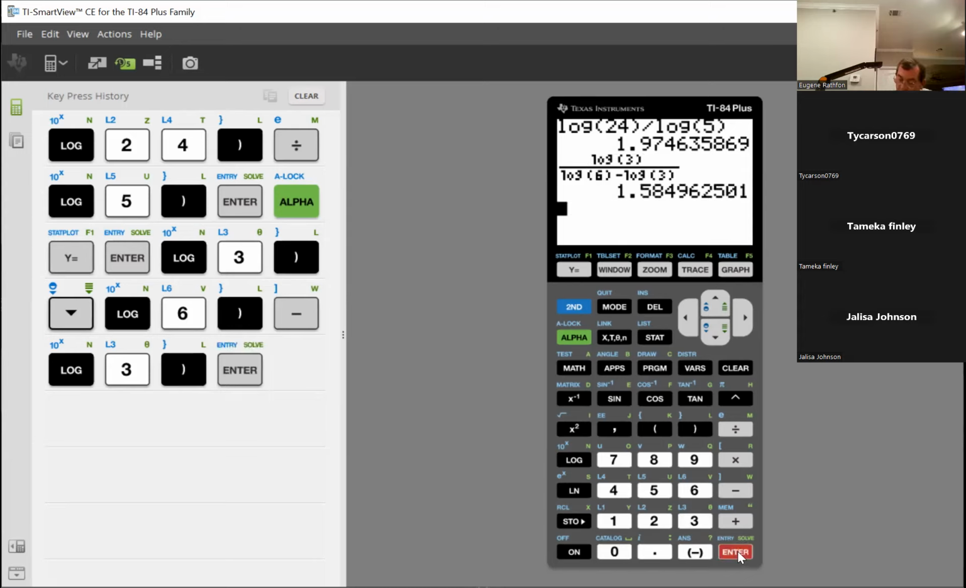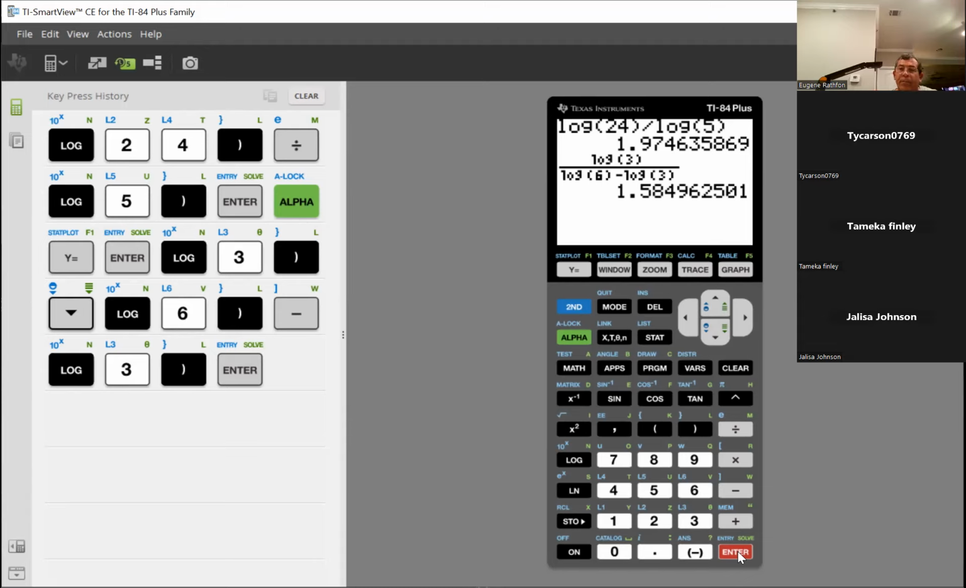And I get 1.58. Oh, look, that 49 has a 6 after it. So that's going to round that up, which rounds the 4 up. So 49.6 will round up to a 50. So we get 1.5850.